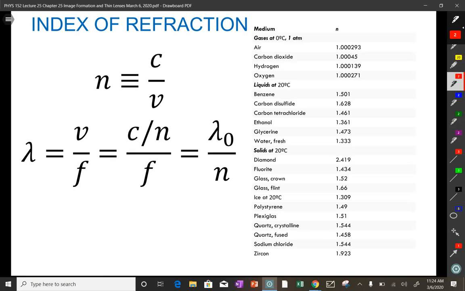Air, 1.000293. That's close enough to 1, we don't worry about it, right? Carbon dioxide, hydrogen, oxygen, all of those in the gaseous form, very similar. Liquids, you can see water here is basically 4/3. So sometimes we just use the fraction 4/3 for the water just to make it look cleaner. But these have ranges around 1.5. Solids range from diamond at a very high number to polystyrene that's pretty low. Like I said, acrylic is the same as that polystyrene.